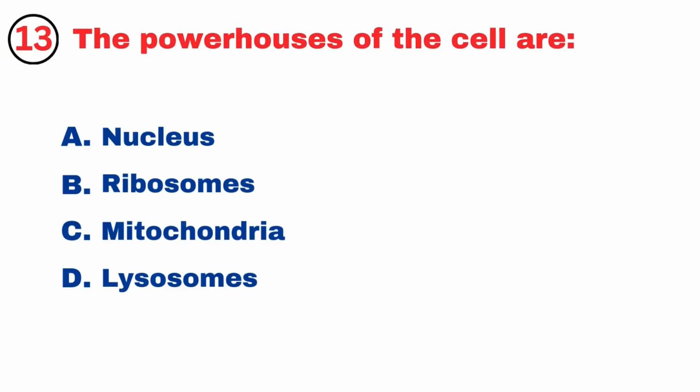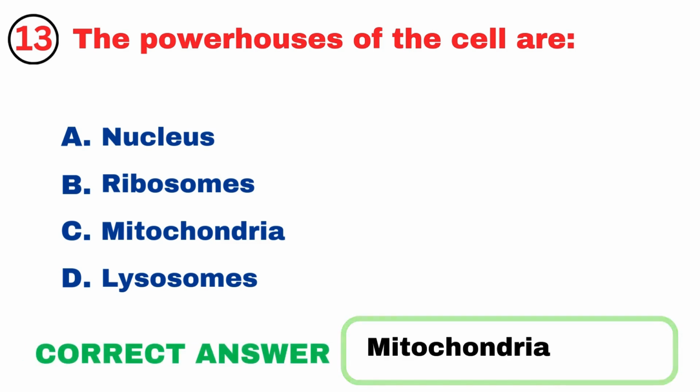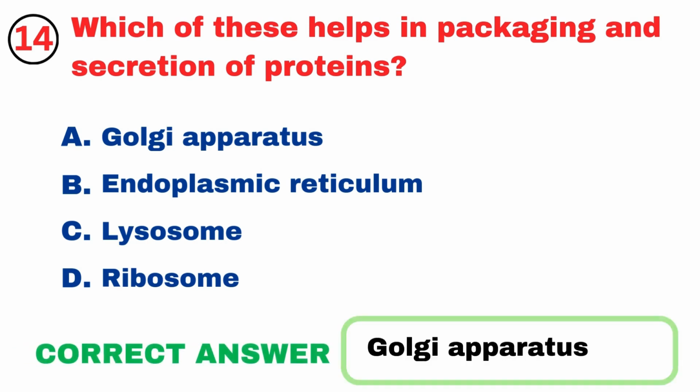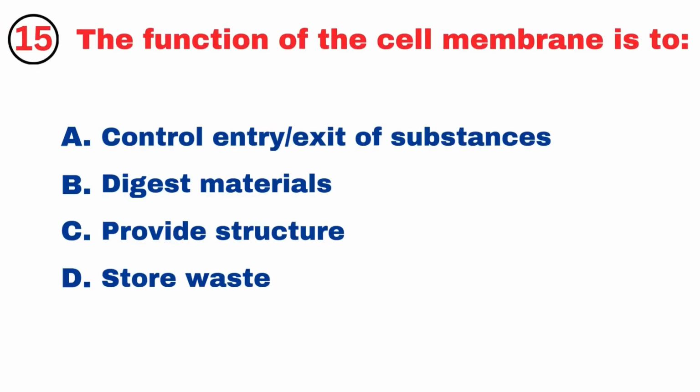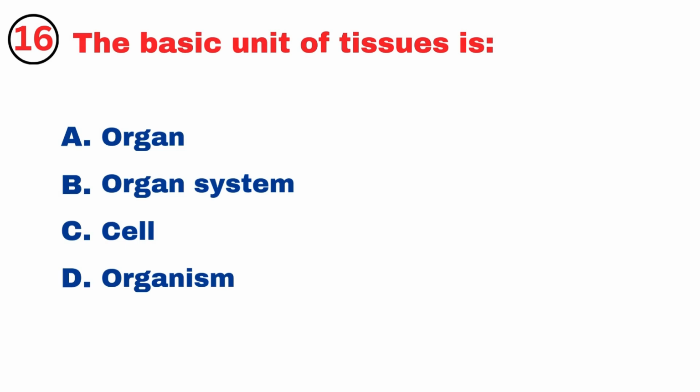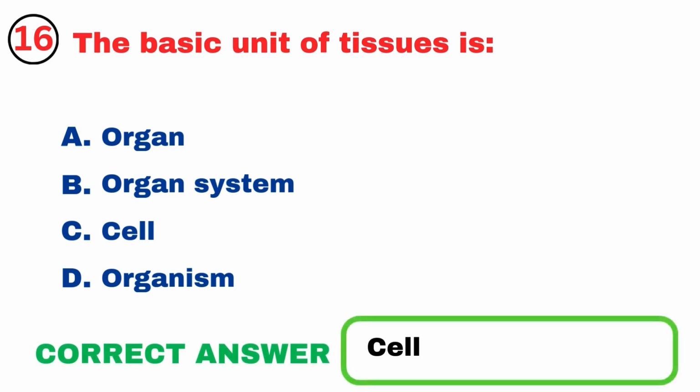The powerhouses of the cell are mitochondria. Which of these helps in packaging and secretion of proteins? Golgi apparatus. The function of the cell membrane is to control entry/exit of substances. The basic unit of tissues is cell.